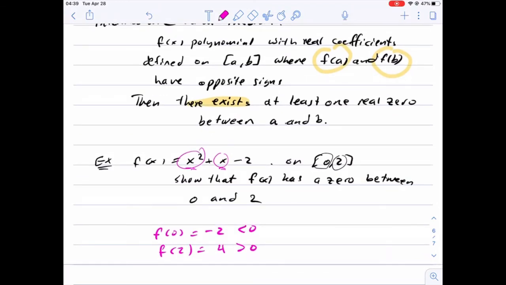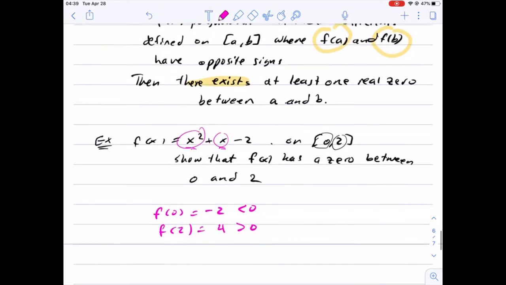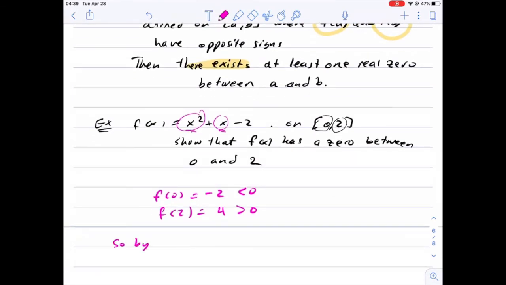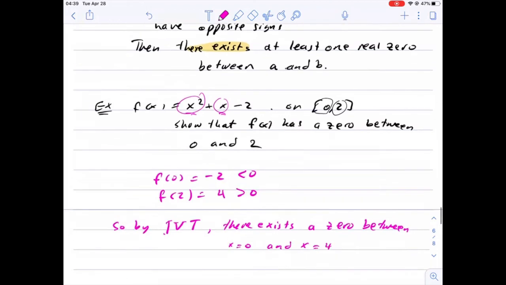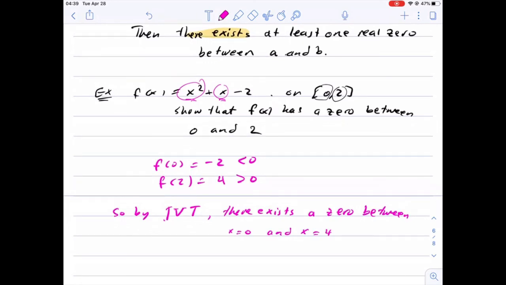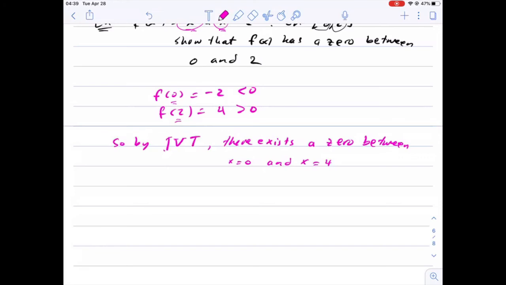So f of 0 and f of 2 have opposite signs, and that means, by the Intermediate Value Theorem, IVT, there exists a zero between x equals 0 and x equals 2. That means the graph will intersect the x-axis at some point between 0 and 2. So this theorem is very powerful in determining whether there exists a zero or not. So we are trying to get as much information as possible from the function.